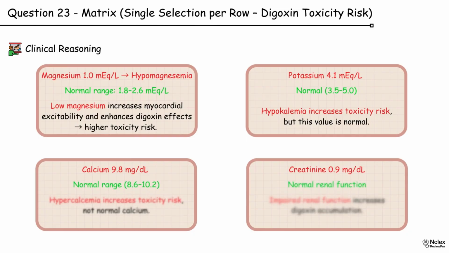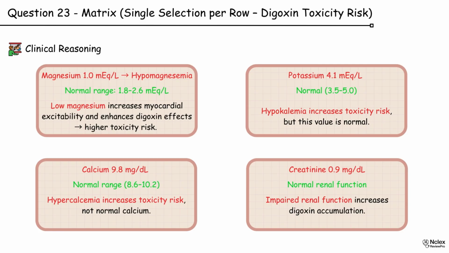Now, let's walk through this carefully. Normal magnesium levels are approximately 1.8 to 2.6 milliequivalents per liter. This client's magnesium is 1.0, which indicates hypomagnesemia. Low magnesium increases myocardial excitability and enhances digoxin's effects on cardiac cells. That raises the risk of dysrhythmias and toxicity.